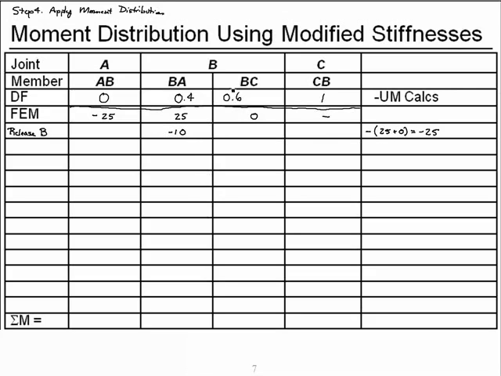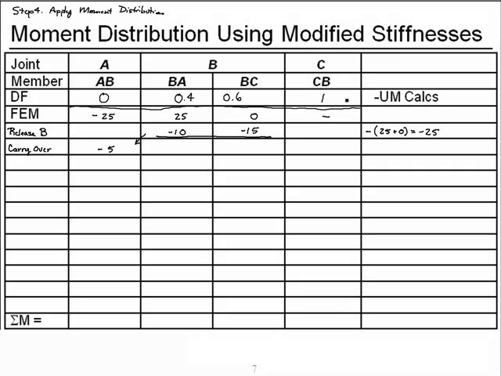I take the distribution factor 0.6 times the negative 25 kilonewton meters that I need to distribute, and I get a negative 15 distributed into member BC. And at this point, I'll draw a line underneath because node B is now in equilibrium. We'll clamp it back down. There is moment generated at the other end of member AB, not at the other end of member BC, but at the other end of member AB. Half carries over, and so we have a negative 5.